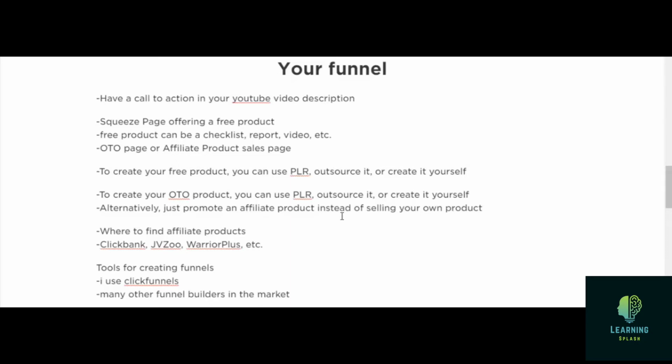Now, the free product, aside from being a checklist, can also be a report, a video, and it can be in many forms. And to create these free products, you can do it yourself, or you could hire people to do it for you on Fiverr and other sites. And you could also buy products that have private label rights. And private label rights, or PLR, are products that other people create, and then you sell the rights for people to be able to edit and resell those products. Okay, or to give them away depending on what the license is.